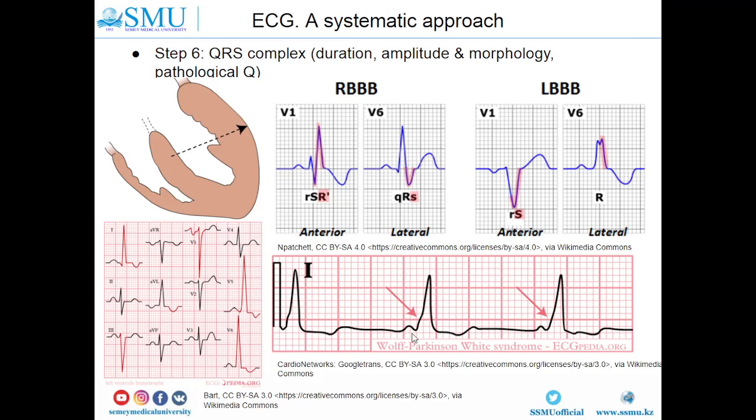Also, typical Wolff-Parkinson-White syndrome can be found during the QRS complex analysis. In this case, we can detect additional deflections in the upstroke of the QRS complex with shortening of the PR interval.